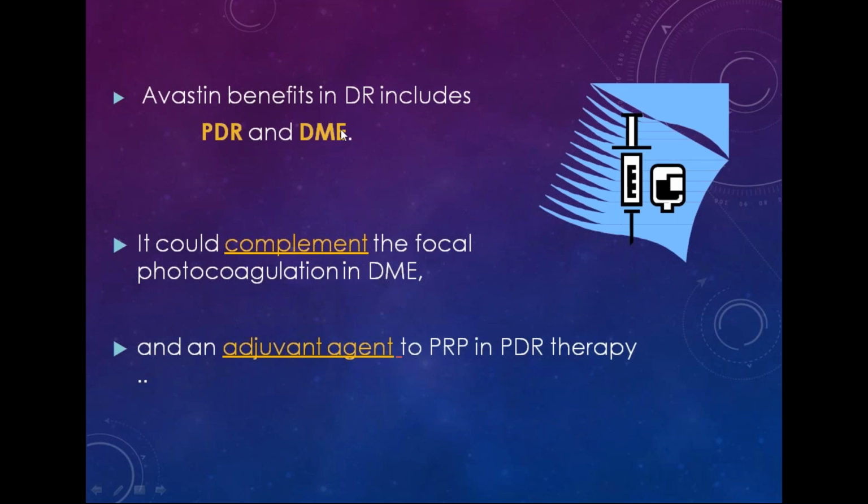Benefits of Avastin in diabetic retinopathy include that it prevents progression of proliferative diabetic retinopathy and diabetic macular edema. It could also complement focal photocoagulation in diabetic macular edema, and act as an adjuvant agent to pan-retinal photocoagulation, PRP, in proliferative diabetic retinopathy. Both pan-retinal photocoagulation and intravitreal bevacizumab, Avastin, can be given for treatment of proliferative diabetic retinopathy.